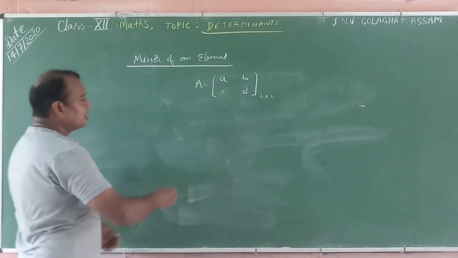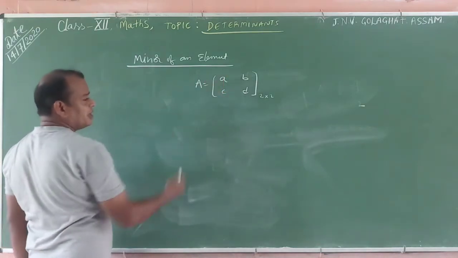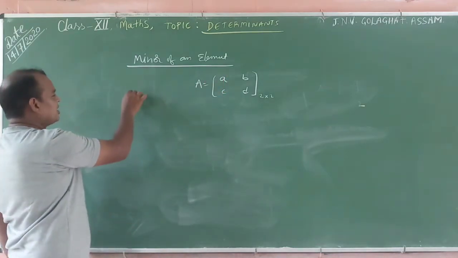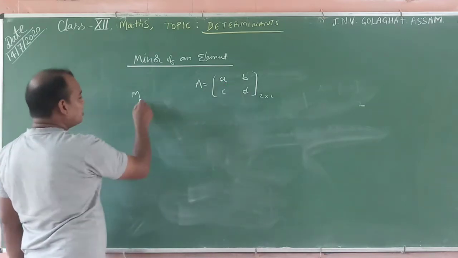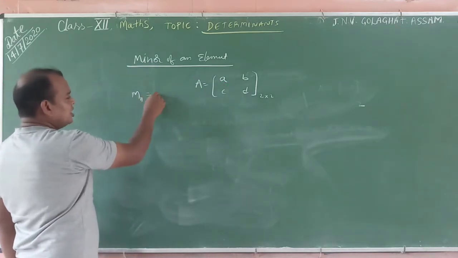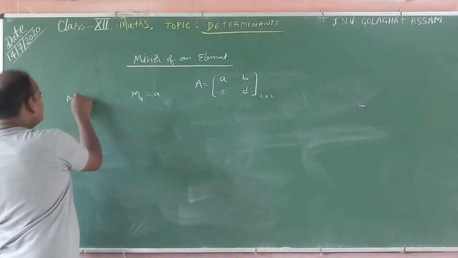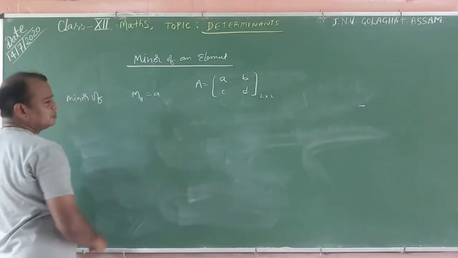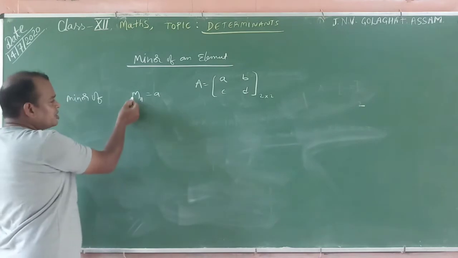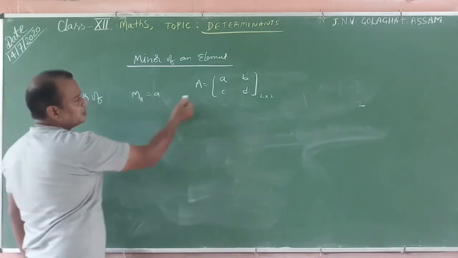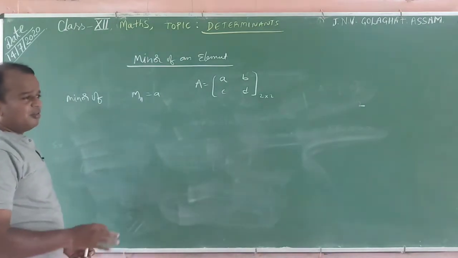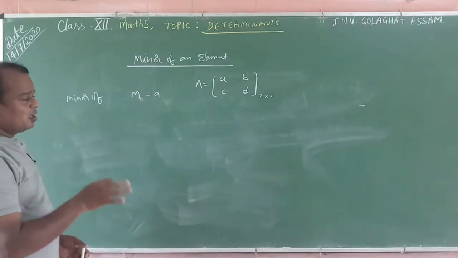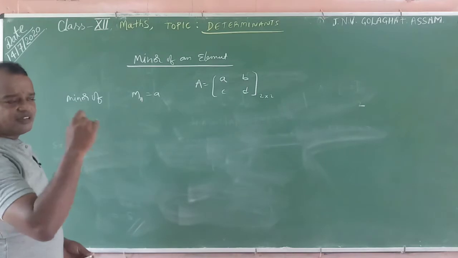What is the meaning of the minor? Minor of an element is denoted by capital M. This is the first row, first column, so minor M11 is the minor of the element a. To find the minor, we delete the row and column in which the element is present.